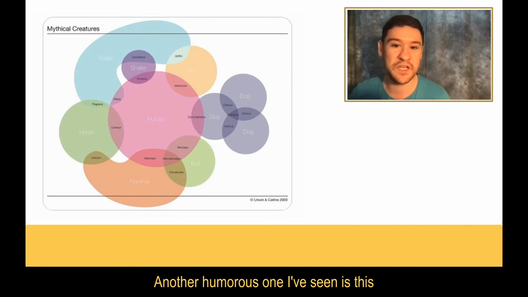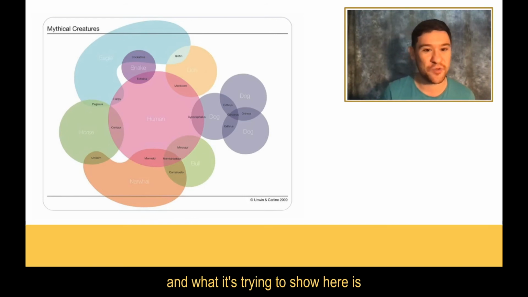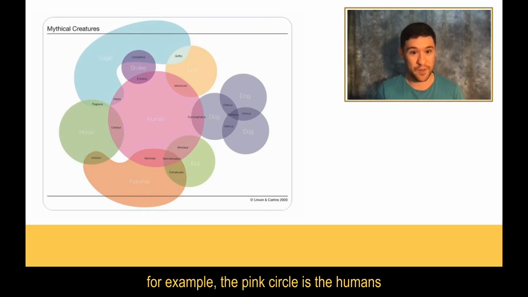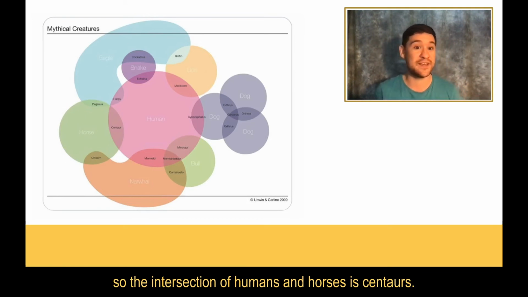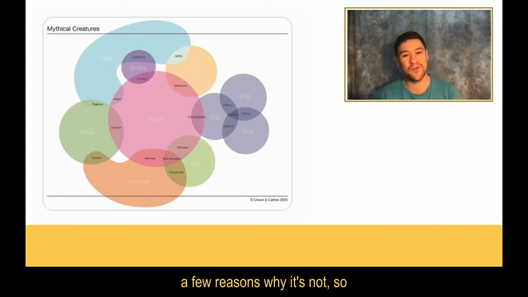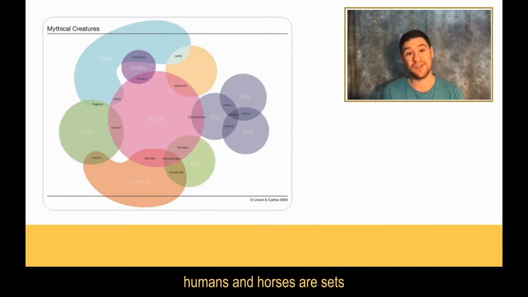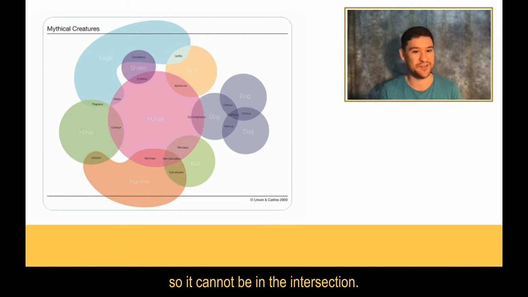Another humorous one I've seen is this, which is a Venn diagram representing mythical creatures. And what I was trying to show you is, for example, the pink circle is the humans, the green circle is horses. So the intersection of humans and horses is centaurs. And this is very close to a Venn diagram. There's a few reasons why it's not. So humans and horses are sets, great, but the element centaur is neither a human nor a horse, so it cannot be in the intersection.